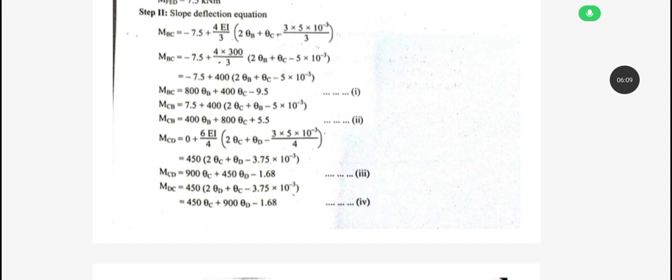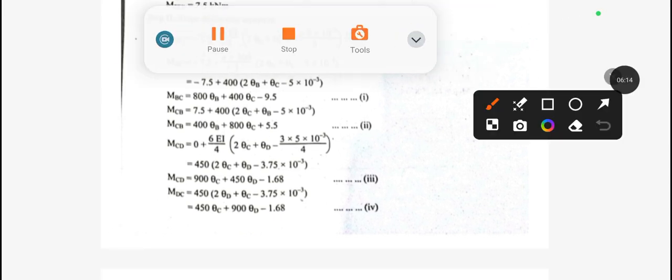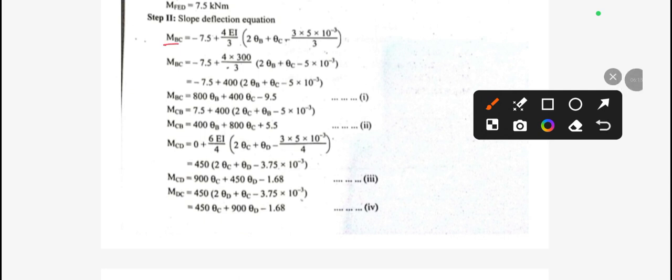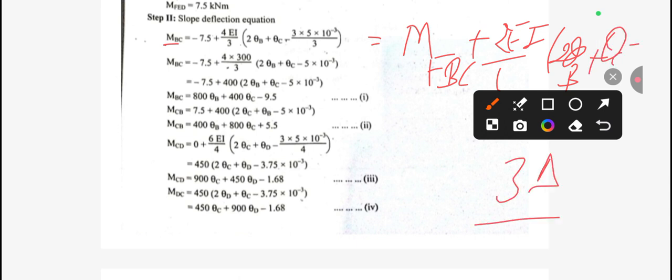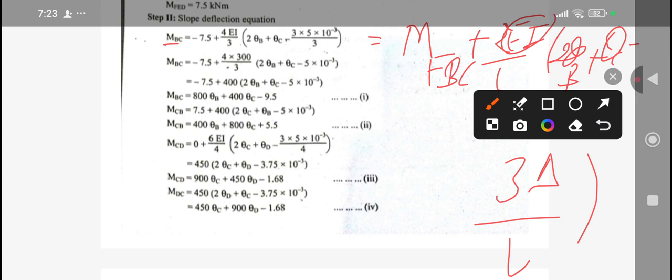So our slope deflection equation for member B to C is: the fixed end moment for B to C plus 2EI upon L times (2 theta B plus theta C minus 3 delta upon L). This is our standard slope deflection equation. The value of EI is given as 2.